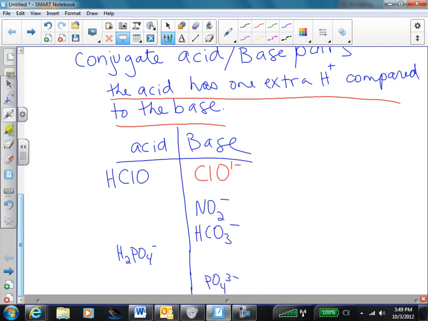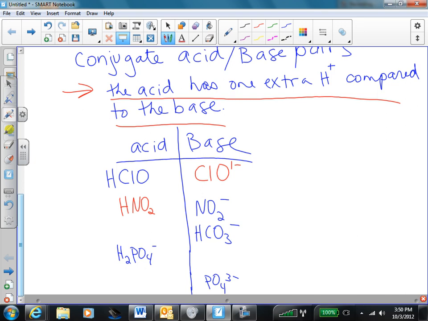To go from the base to the acid, we're going to have to add an H+, because the acid has one extra H+ compared to the base. So if I have NO2-, I need to add an H+. I will end up with HNO2, and I have to add 1 to the charge. So I'll have HNO2 with no charge. HCO3 to get the conjugate. Oh, and if you want to just stop and fill in the rest, you're welcome to do that. If you still need a little more guidance, just keep listening, but it's fine to pause, fill in the rest, and then move forward on the video.